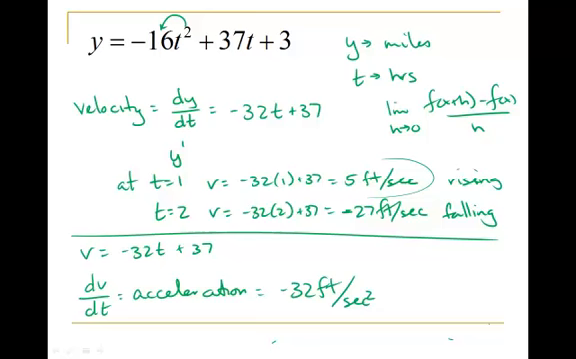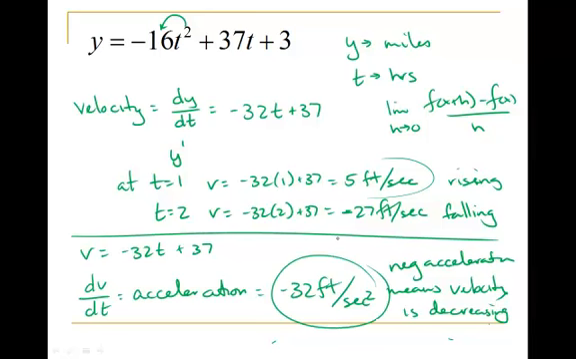Now, negative acceleration means that the velocity is decreasing, not necessarily the speed. So if the velocity is decreasing, that means that the velocity could be getting faster, but in a negative direction. This should be recognizable to you all as the pull of gravity.